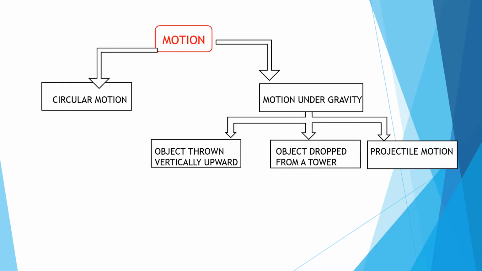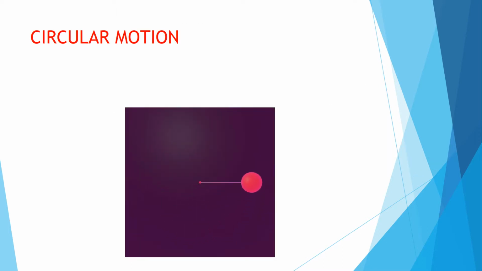In this video, we are going to see about two types of motion, circular motion and motion under gravity. Motion under gravity is further divided into object thrown vertically upward, object dropped from a tower, and projectile motion. This subdivision will give formula to find the final velocity and time. Now let us see the first type of it, which is circular motion.